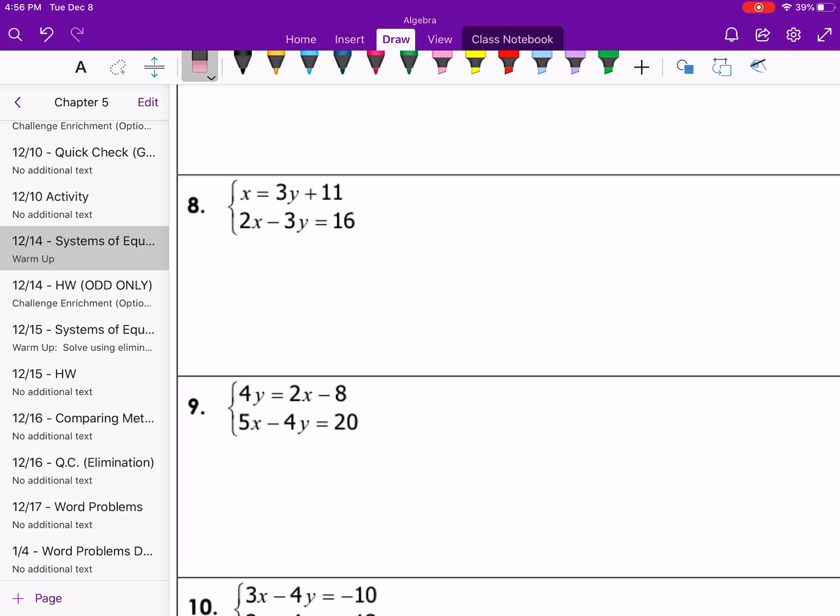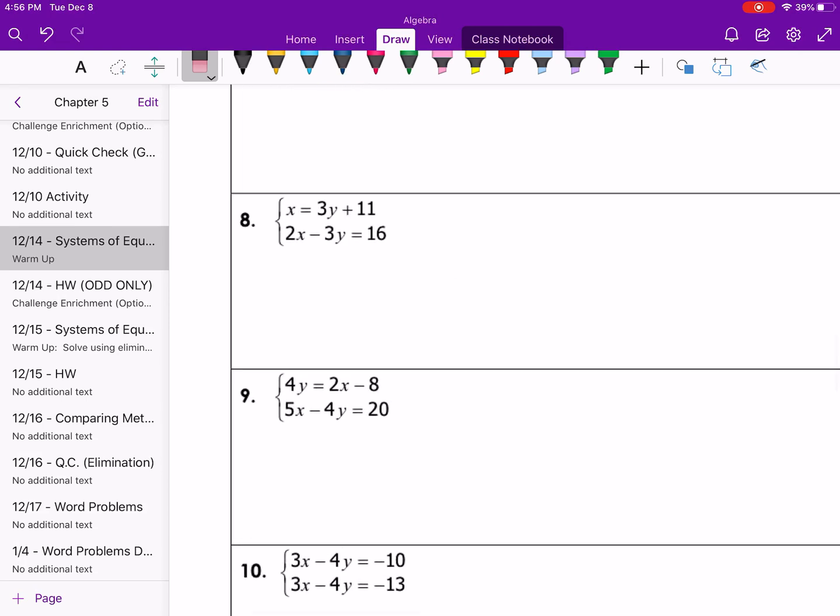So I see that my x is by itself here. My 3 is negative here anyways. So I'm going to add 3y to both sides, making this equation now 2x equals, because that's gone on that side, 3y plus 16. I'm going to rewrite that original first equation that I had, and now I have everything lining up. My x's line up, my equal sign lines up, my y's, and my numbers.